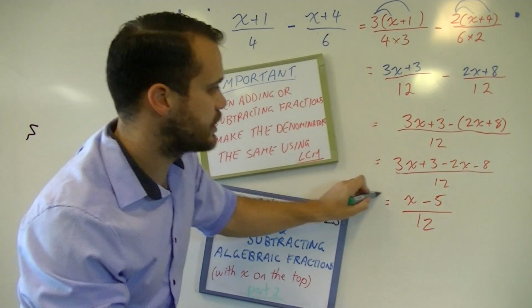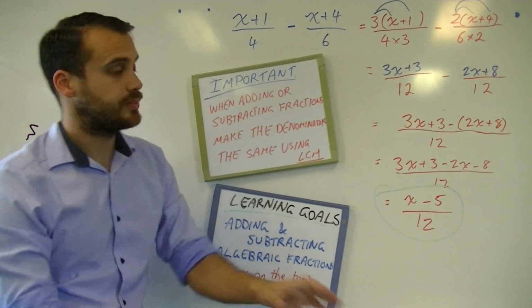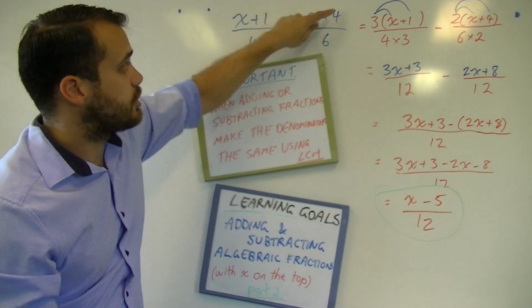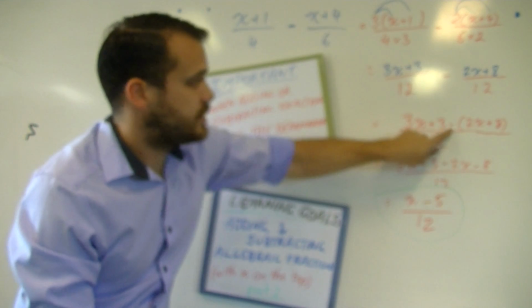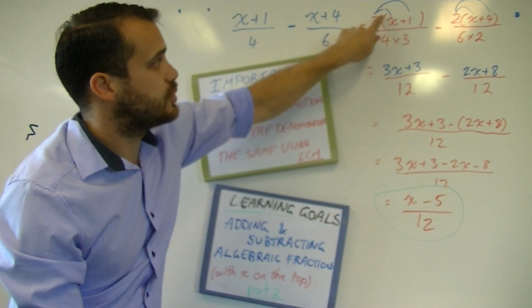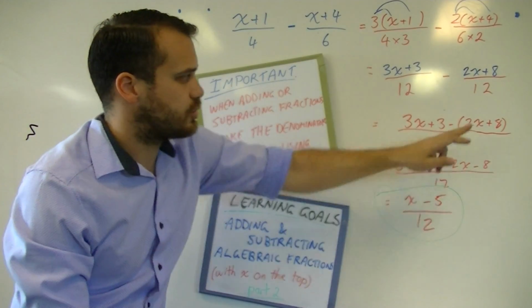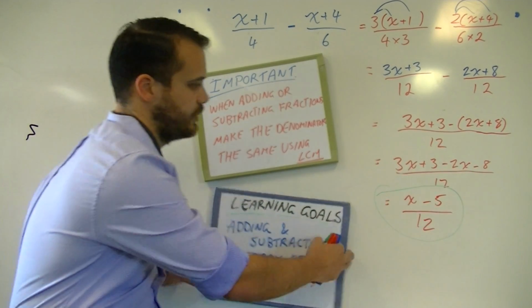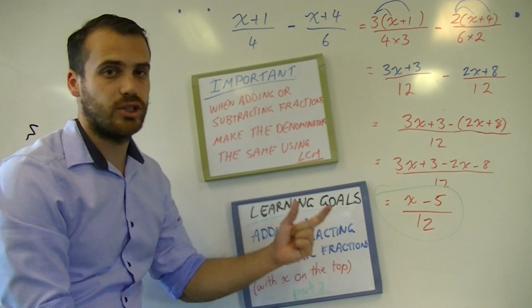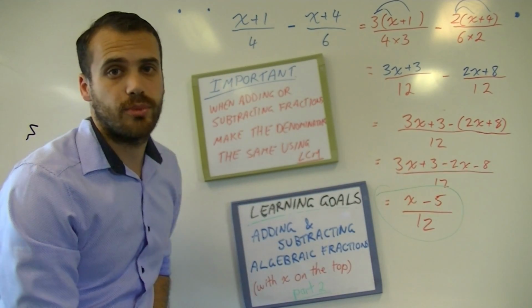That's our final answer. So, (x plus 1) over 4 minus (x plus 4) over 6. Lowest common multiple gives us 12. Subtracting, use our distributive law to expand the tops. And then subtracting gives us finally (x minus 5) over 12. That's adding and subtracting algebraic fractions with the x on the top of the fraction.